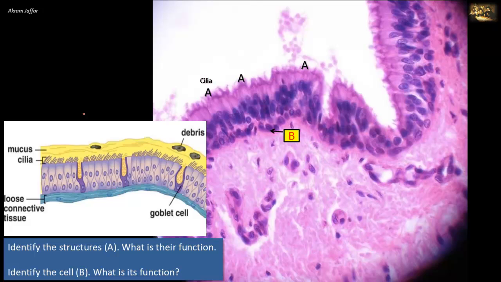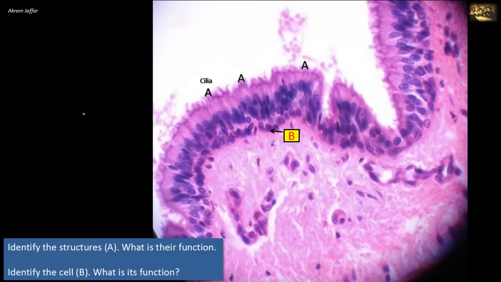It should be remembered that the cilia are so fragile and are vulnerable to damage by inhaled toxic chemicals like cigarette smoke or car exhaust fumes, and by bacterial and viral infection. For the second part of the question, note that in this epithelium, not all the cells extend to the luminal surface. It's a pseudostratified epithelium. There are basal cells that do not reach the surface. Most of these basal cells are in fact stem cells that maintain cell replacement in the epithelium.